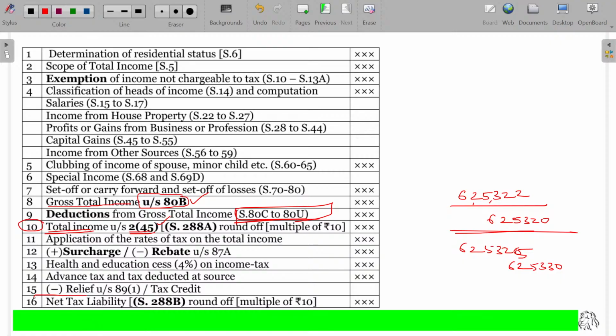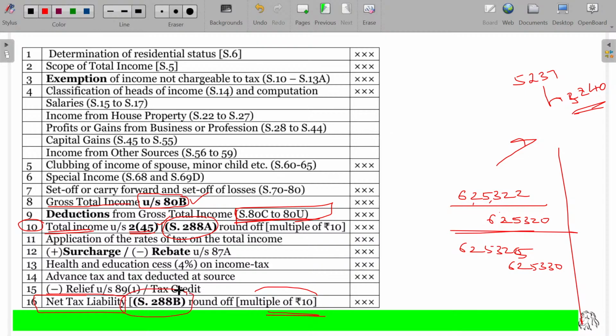After finding the final tax liability, that should also be rounded off to the nearest 10. If you calculate the tax on this, if the tax amount is say 5,237, this should also be rounded off to the nearest 10. 5,240, like you can round off. Rounding off of the total income to the nearest 10 is as per section 288A. Rounding off of the tax to the nearest 10 will be as per section 288B. Is that clear?